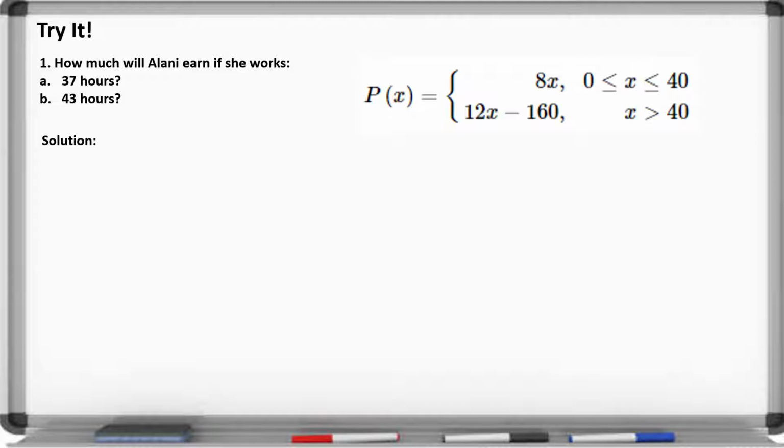All right, so we're using the same example as we did last time. So we're using the same piecewise function. This time they're asking, how much does she make if she works 37 hours? Well, notice that 37 hours is between 0 and 40, so she's not working overtime here. So therefore, you can use the first rule, which is 8x. So 8 times 37 is going to give you $296.